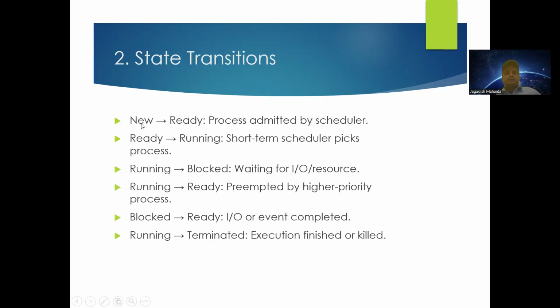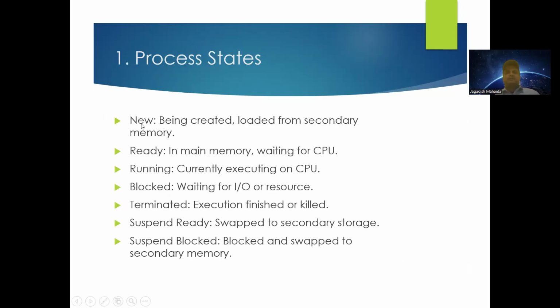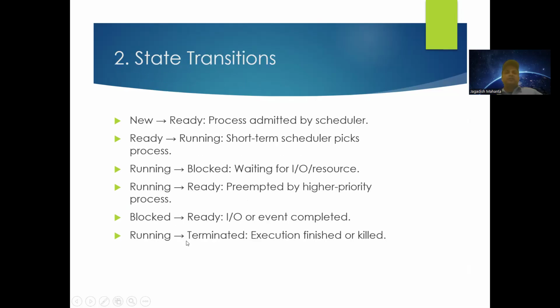So next, I am going to discuss some overview and highlighted things. We have already discussed how many process states there are: new state, ready state, running state, block state, terminated state, suspended ready, and suspended block. And the state transitions: new to ready, ready to running, running to block, running to ready, block to ready, running to terminated.